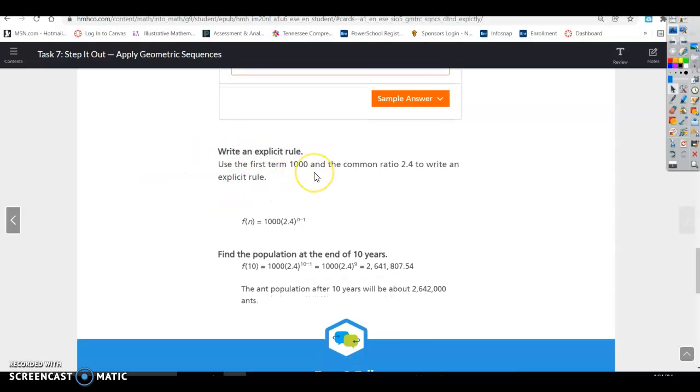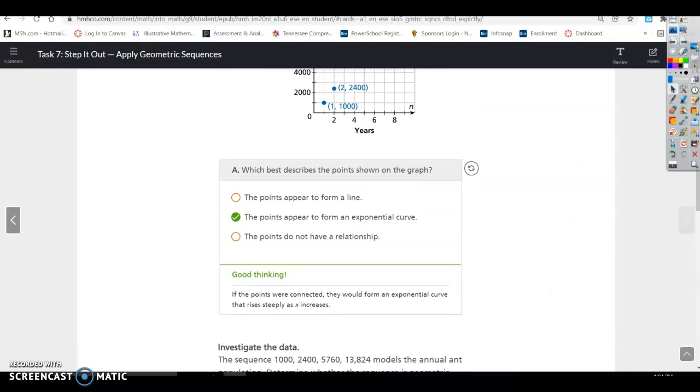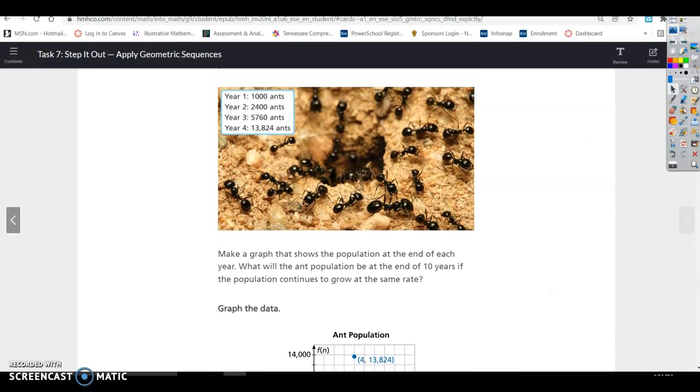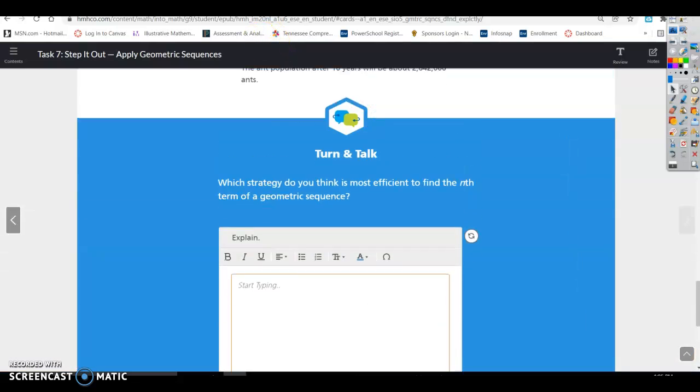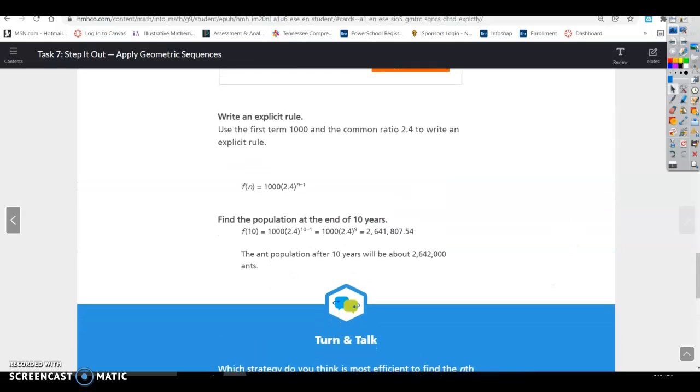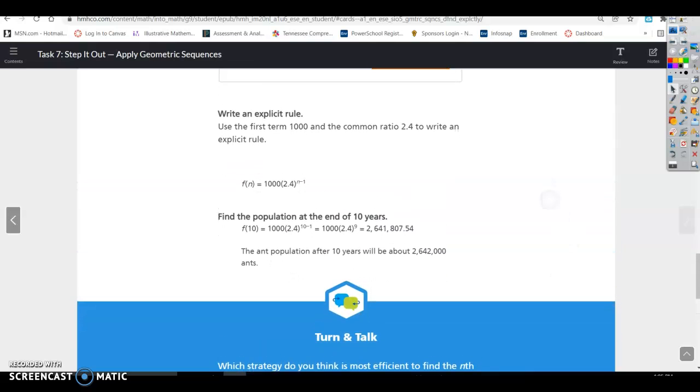All right, so it says write an explicit rule. Use the first term, 1,000. So if you go back up here, you can see that in year 1, there were 1,000 ants. So that's your first term. All right, so we're going to use the first term and the common ratio to write the explicit rule. So we'd have f of n equals your first term, which is 1,000, times your common ratio to the n minus 1 power. In this case, the common ratio was 2.4.